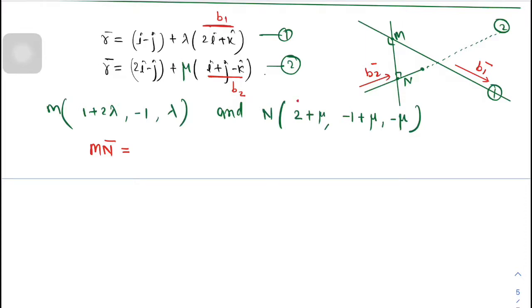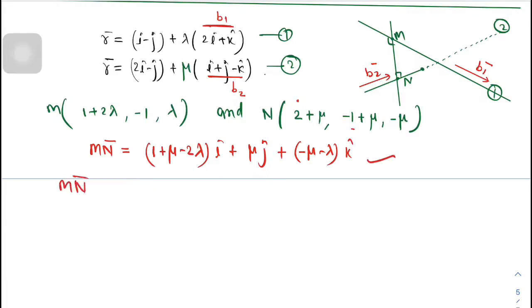Position vector of n minus m, that is 2 plus mu minus 1 plus 2 lambda, that is 1 plus mu minus 2 lambda i cap, plus this minus 1 plus mu minus of minus 1, so it will be mu j cap, and plus minus mu minus lambda k cap. So this is our mn vector.